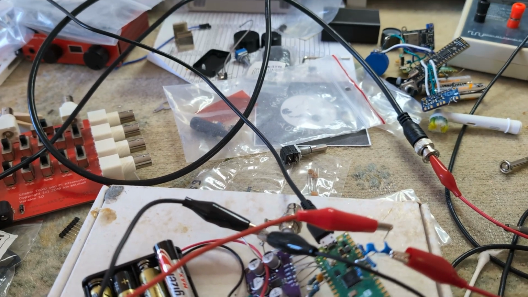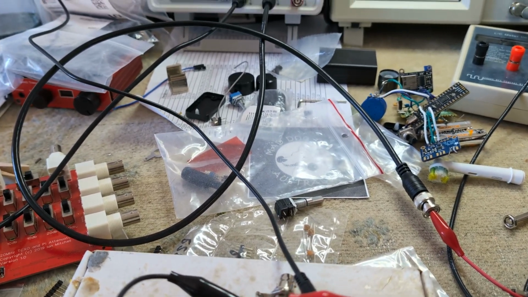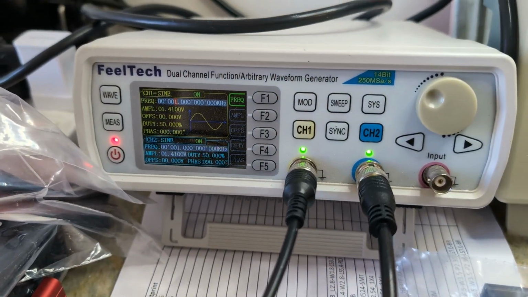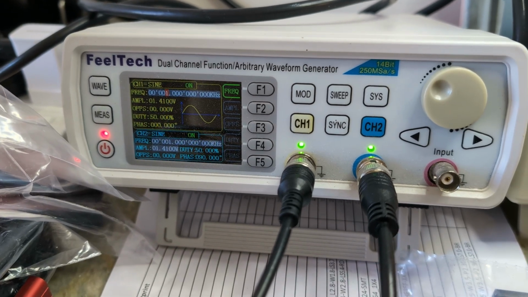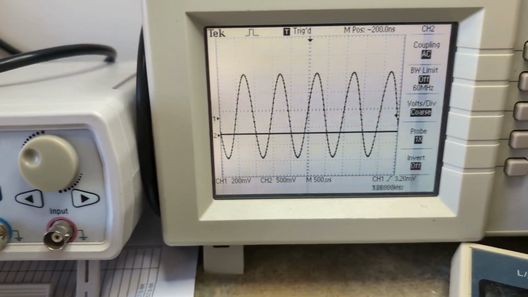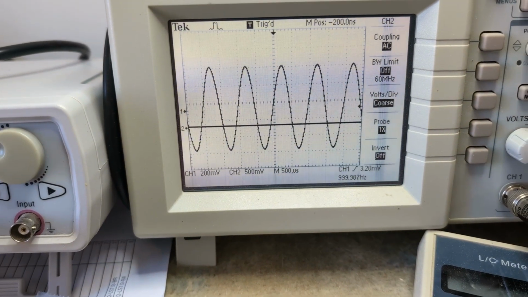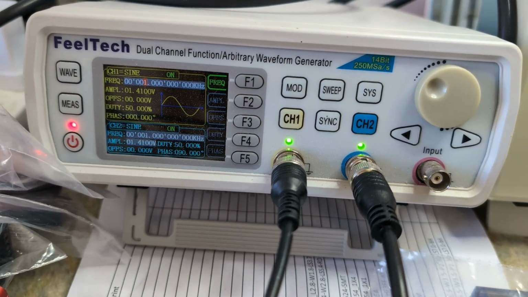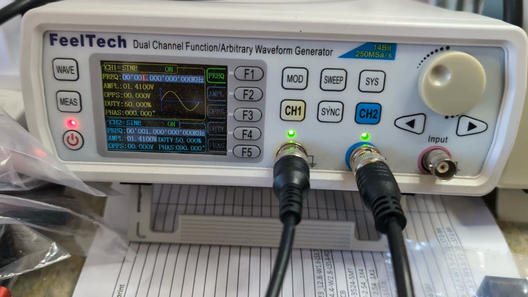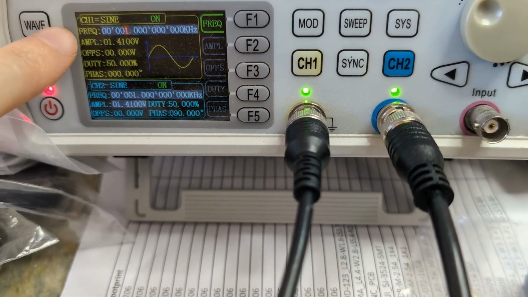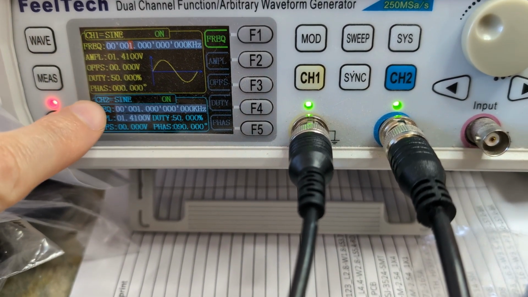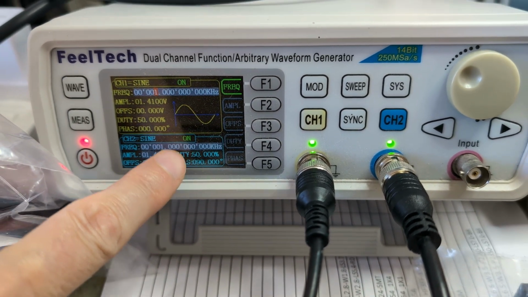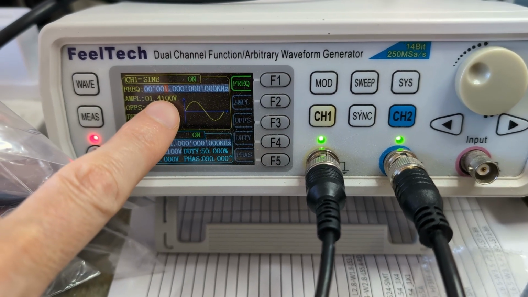So I've set up the signal generator to generate quadrature signals so that the output is 1 volt peak to peak. The input is quadrature. And what I want to do, so we have channel 1 here, 0 degree phase shift, and channel 2 has a phase shift of 90 degrees. Current frequency is 1 kilohertz.